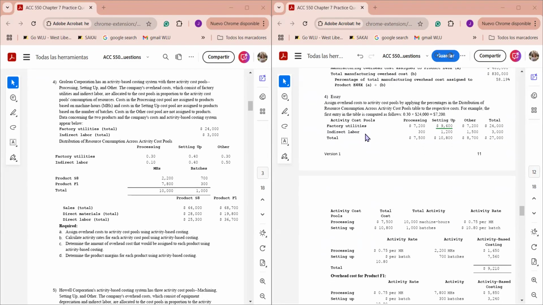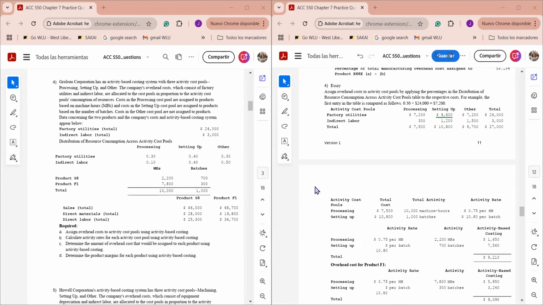I'll be answering question number 4 for chapter 7. Question number 4 is telling us that Kralo Corporation has an activity-based costing system with 3 activity cost pools: processing, setting up, and other. Then it gives us the information here.